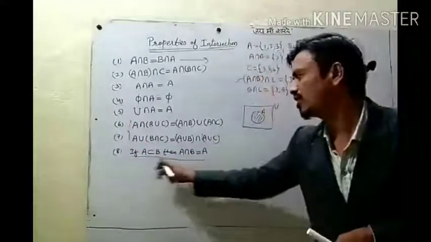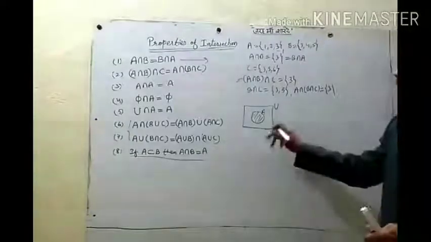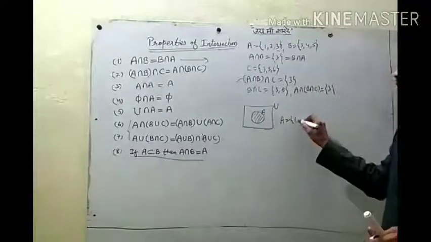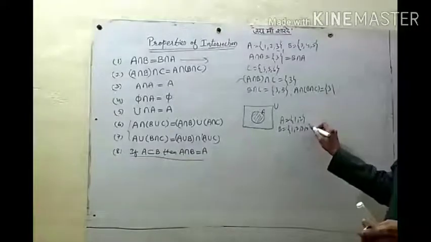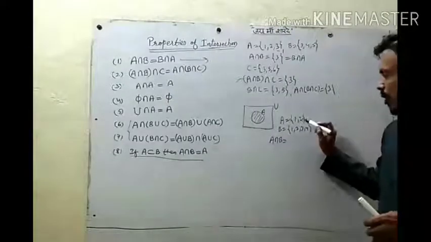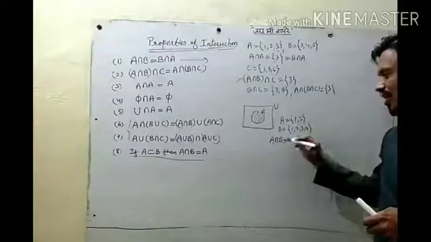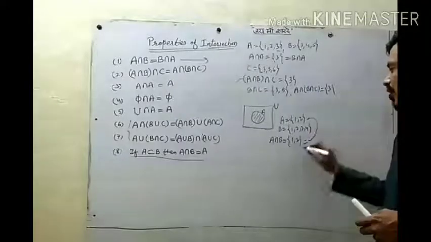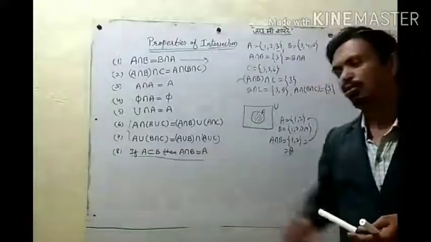First, if A is a subset of B, then A intersection B is A. If we take subsets, suppose A has elements 1, 2, and B has elements 1, 2, 3, 4. If we find A intersection B, every element of A is also in B, so A is a subset of B. Now A intersection B will be the common elements 1, 2, that is set A only. So if A is a subset of B, then A intersection B will be set A.